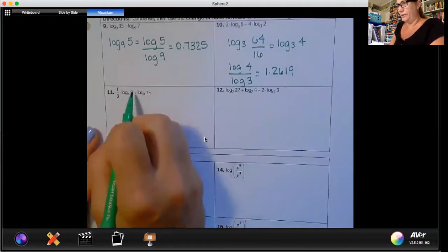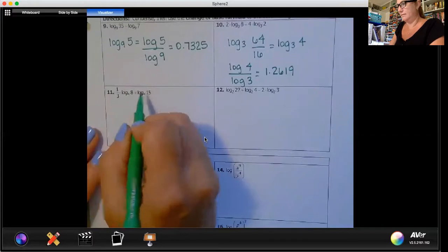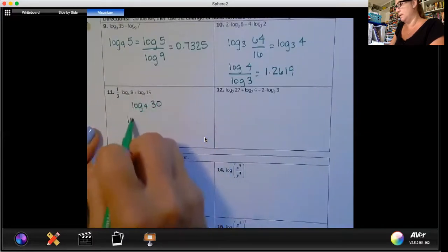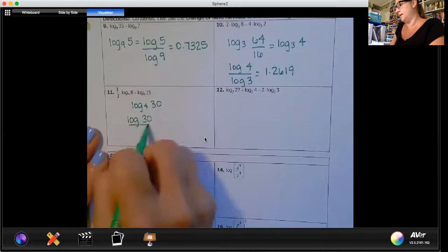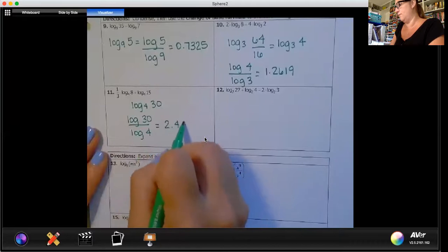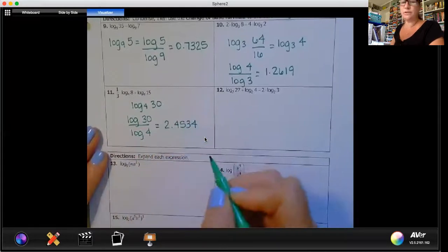8 to the 1/3 is 2. 2 times 15 is 30. Log base 4 of 30 is log 30 divided by log 4, 2.4534. And guys, don't just write this down.